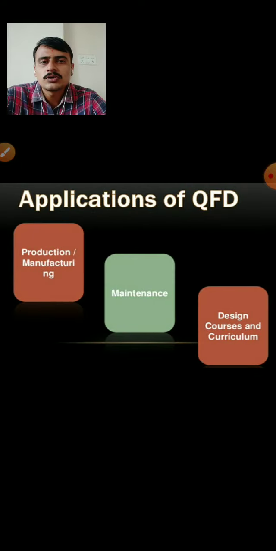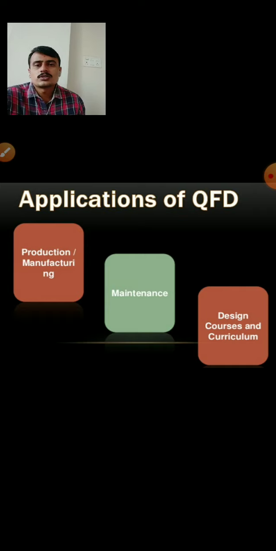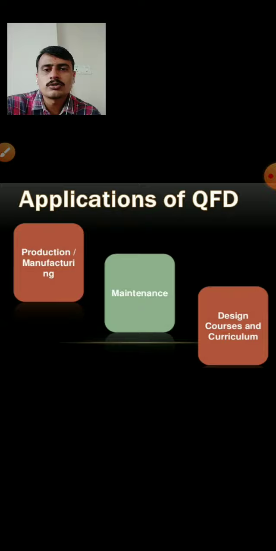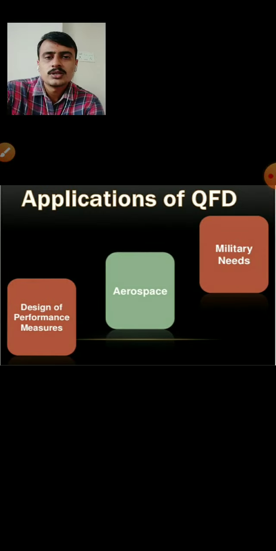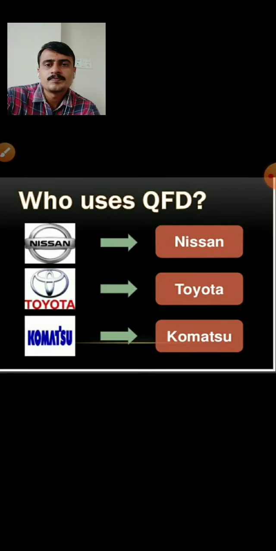Then application of quality function deployment. First, production and manufacturing. Second, maintenance, design course and curriculums, design of performance measures, aerospace, military needs. Then, which industries used quality function deployment and benchmarking?